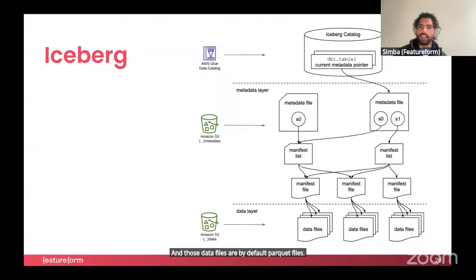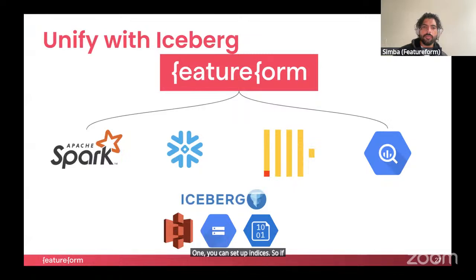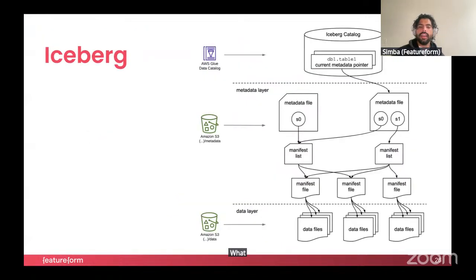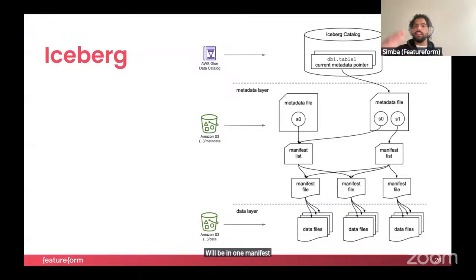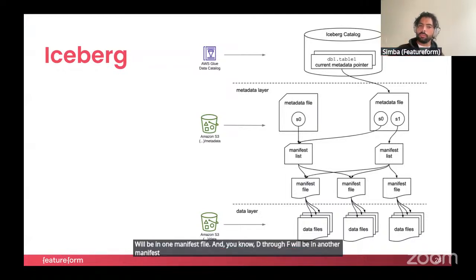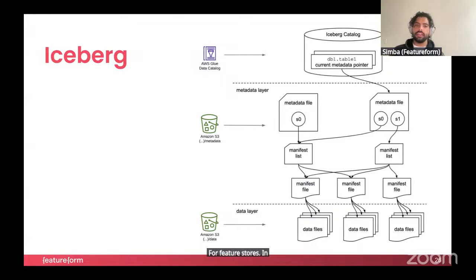What this allows for is a few things. One, you can set up indices. So with an index, you can specify, hey, this column is an index. And what it will do is it will put rows that are close together, like users A through C, in one manifest file, and D through F in another manifest file. And you can partition, you can sort, you can do all these different things. And all that metadata will be stored in the manifest, which allows us to build indices for feature stores in a way that is agnostic to all the different providers, which is really powerful.